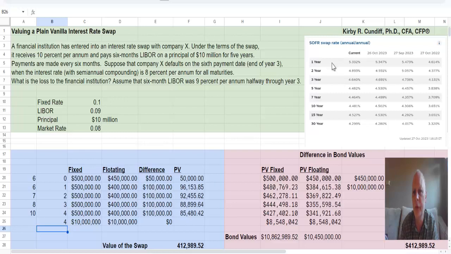And if you have a one-year swap, you would be currently swapping out a fixed rate of 5.33%, a 5-year swap 4.48%, and a 30-year swap 4.2% for the floating rate SOFR. This shows the current swap rate, the swap rate a few days ago, swap rate a month ago, and the swap rate a year ago.